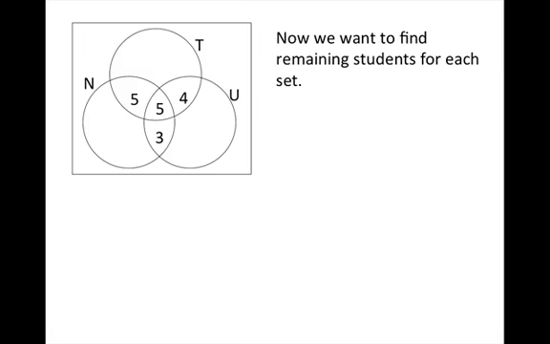Now we want to find the remaining students for each set. So I know 23 students read Time. So the entire circle for the set of students that read Time is going to contain 23 students. Well, I already have 14 listed. I've got 5, 5, and 4. So if I add those, I already have 14 students there. So take the 23 and subtract the 14, and that leaves me with 9 that just read Time only.